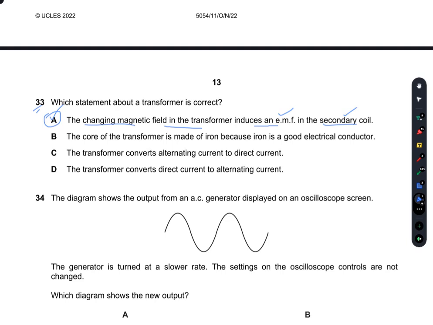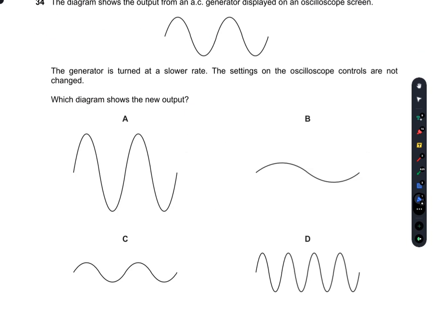Yes, A is true. The core of the transformer is made of iron because iron is a good electrical conductor. No, the core can be made of any conductor or any metal. The transformer converts AC to DC. No, no, it doesn't convert DC to AC. No, the type of current remains the same. So A is the right option.